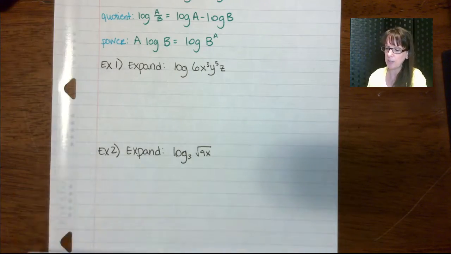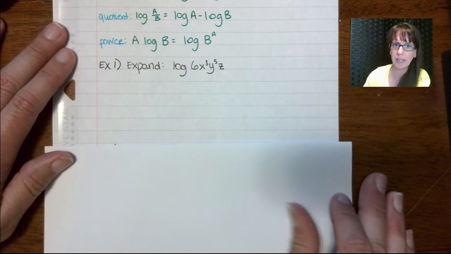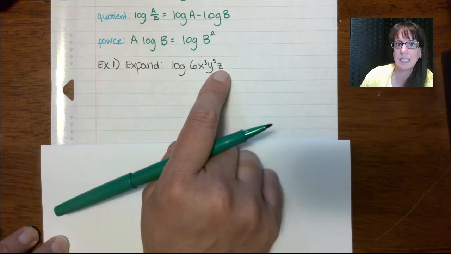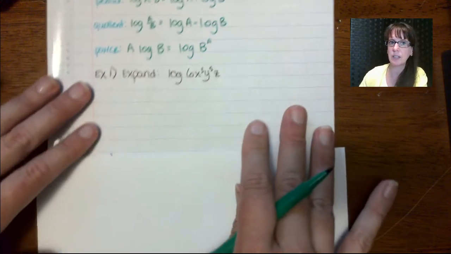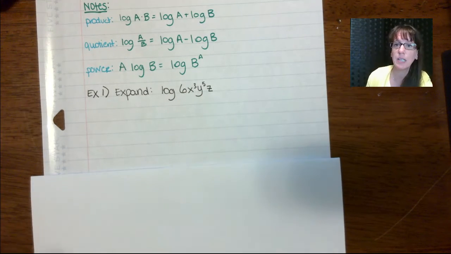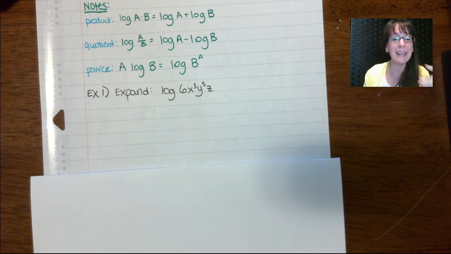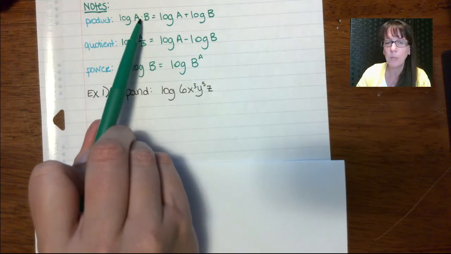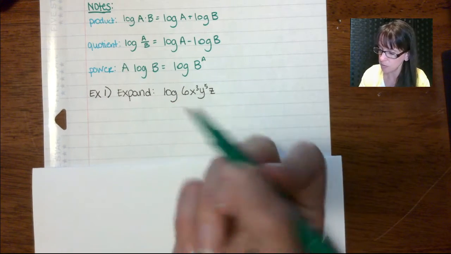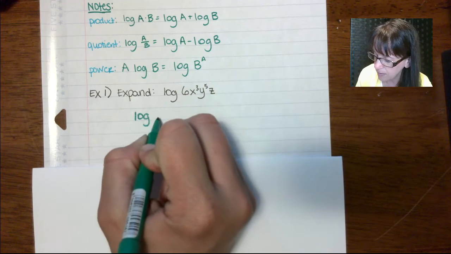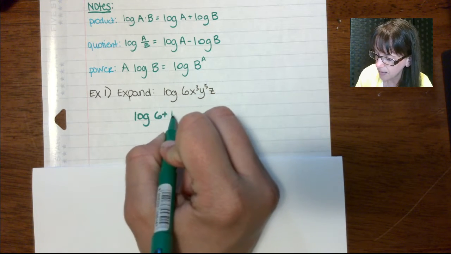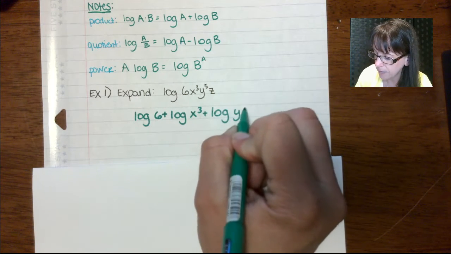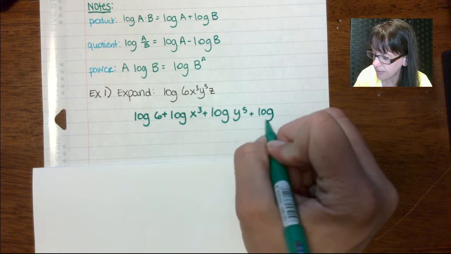Let's look at the first one here. We have expand. So for example 1, expand the logarithm of 6 times x to the third, y to the fifth, z. Now the very first thing I want to do here is I see that there is some multiplication involved. I want to expand this out, which means I'm adding logarithms to it. So for each one of these that I'm multiplying, remember, multiplication means addition. So let's rewrite this guy. We have log 6 plus log x to the third plus log y to the fifth plus log z.